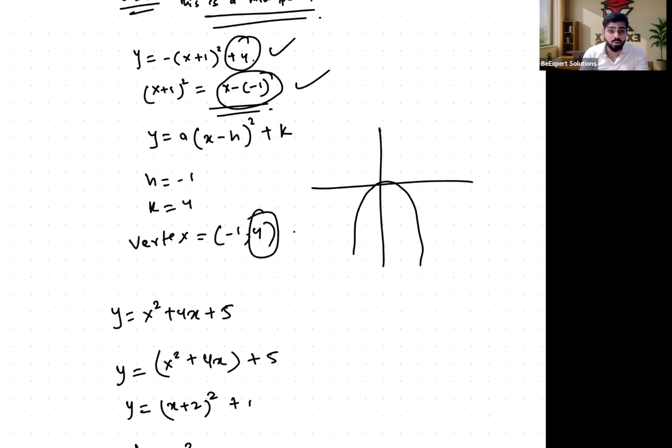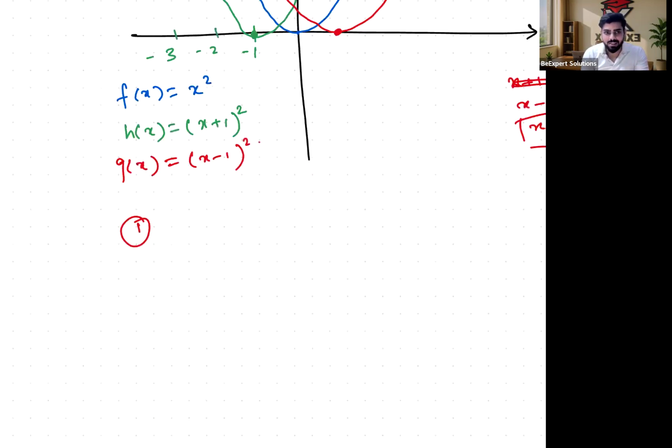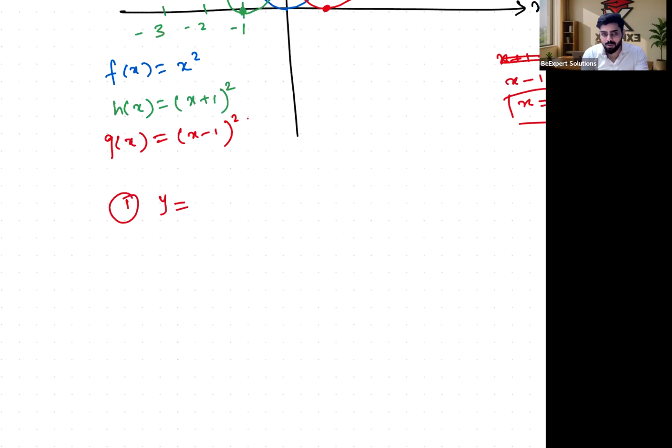Now you can do these questions for practice. Maybe you can do the first question over here. I'm writing at the bottom, and you can practice this. y equals (x minus 5) whole squared minus 7. Maybe y equals minus 2(x plus 3) whole squared plus 1. You can do this, pause the video and figure out the answer. Check it out. What is your vertex? What is your minimum and maximum point?